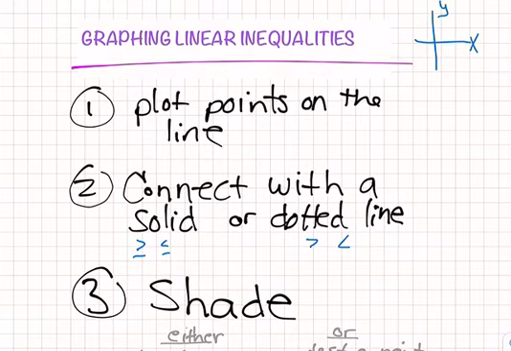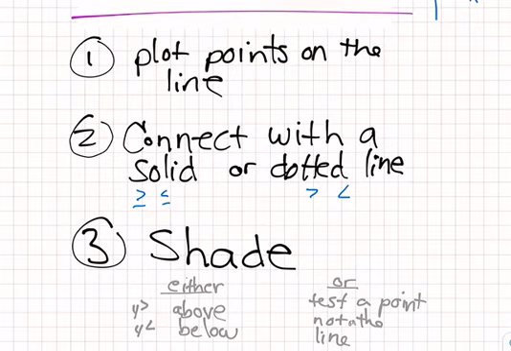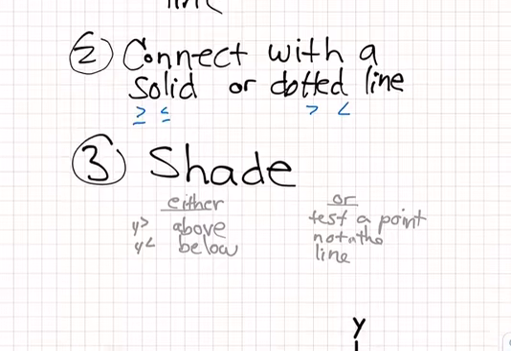When we go to shade, there's a couple different ways to do it. If it's in slope-intercept form, we can use the fact that one of those variables all by itself can tell us above or below. The other way is to test a point that's on one side of the line in the original inequality, and if it makes it true, that's where you shade. If it doesn't make it true, you shade on the other side. The most common point to test would be the origin because of its unique properties.